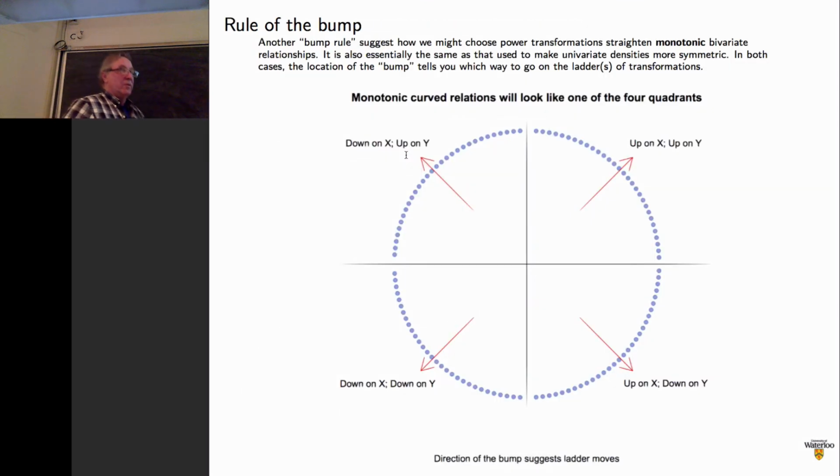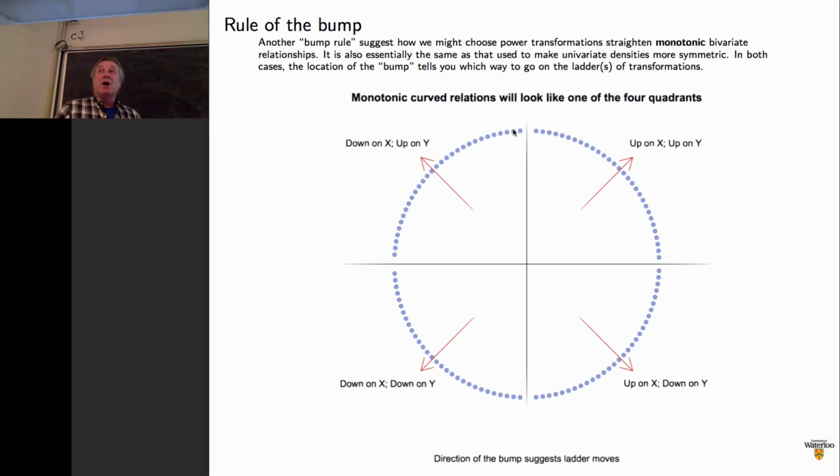So this is another rule of the bump. And just like the other rule for making things more symmetric applied to unimodal data, this applies best to monotonic curves. The monotonic curves are either going down in one of these quadrants, or they're going up. So it's monotonically increasing or monotonically decreasing. And then the decrease is either curved this way or curved that way. The increase is either curved this way or curved that way.